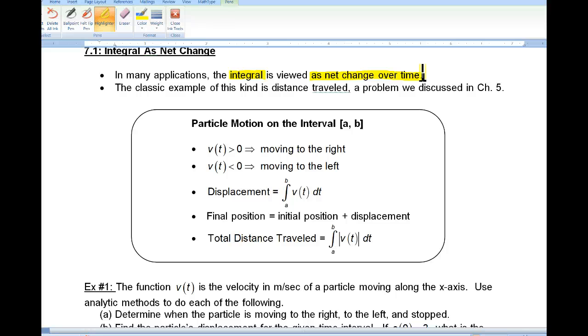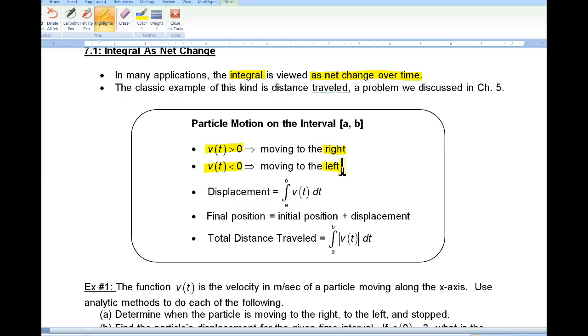When velocity is positive, we know it's moving to the right. If velocity is negative, it's going to be moving to the left. Did we talk about displacement? We talked a little bit about displacement. In physics, we know what displacement is. It's the distance from start to finish.